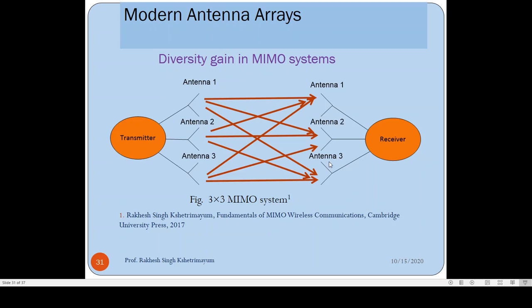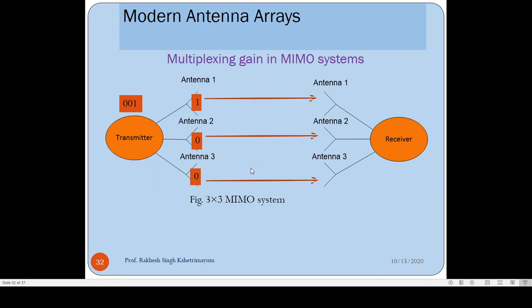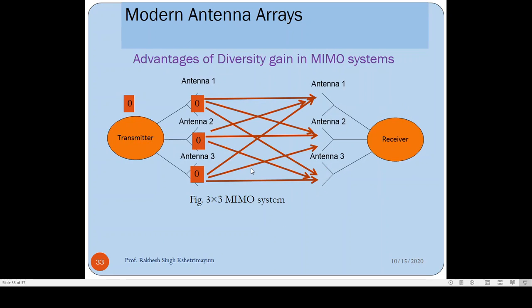Now if you have a single antenna at the transmitter and a single antenna at the receiver, the number of paths the signal can go, the channel you have, is only 1. But here, when you have multiple antennas at transmitter and receiver, the signal paths you can have is 9, 3x3, 9. So what is the advantage of this? Let us see that in the next slide.